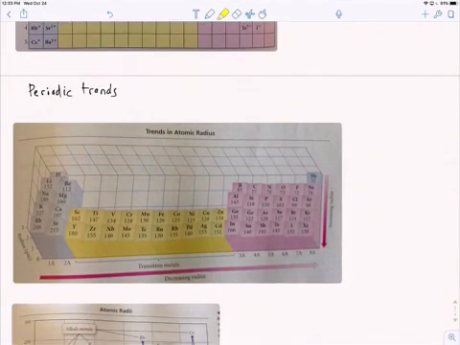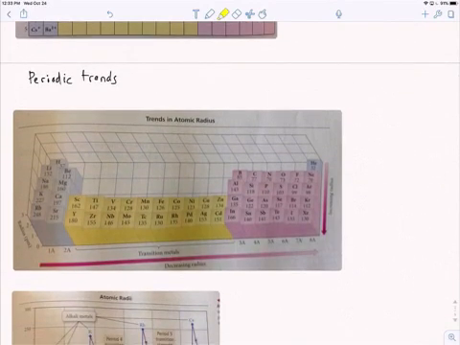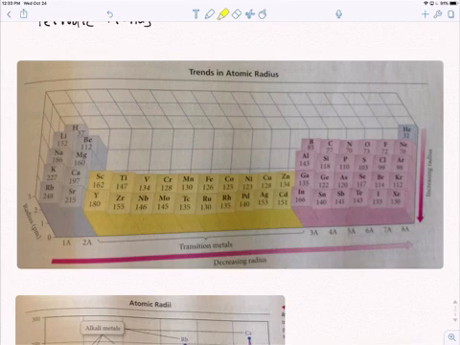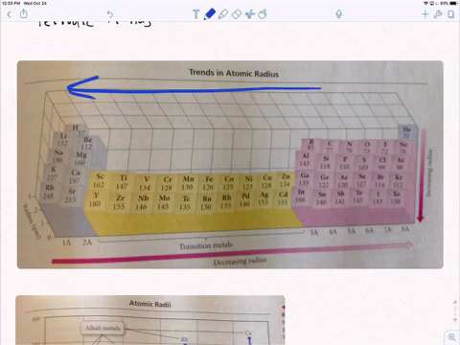And okay, now we're going to talk about atomic trends, so periodic trends. First one we're talking about is atomic radius, so how big an atom is. And the trend is that this direction it gets bigger, and this direction it gets bigger. So the further to the left and the further down, the trend is to get bigger.